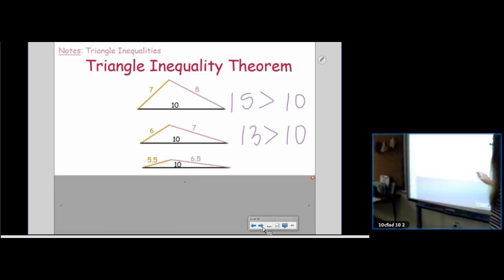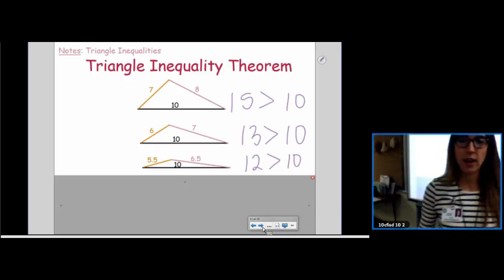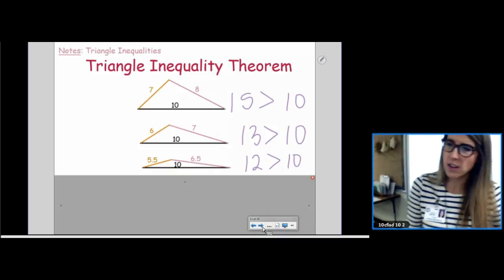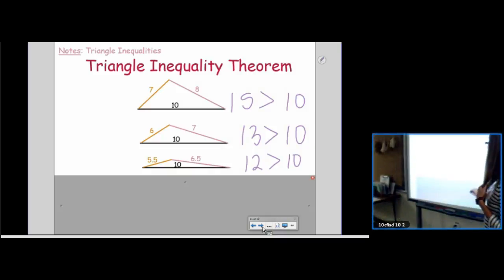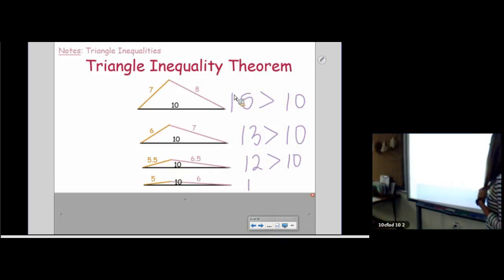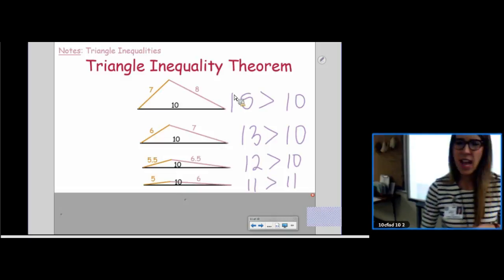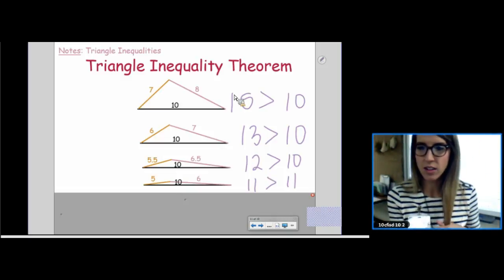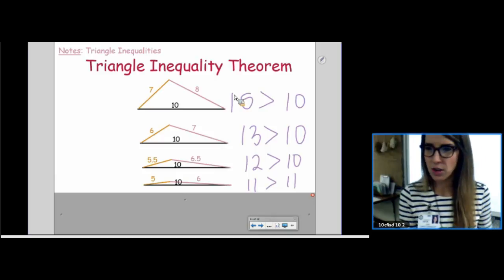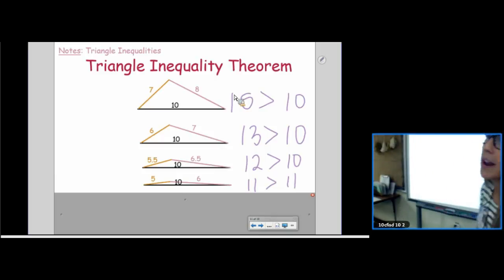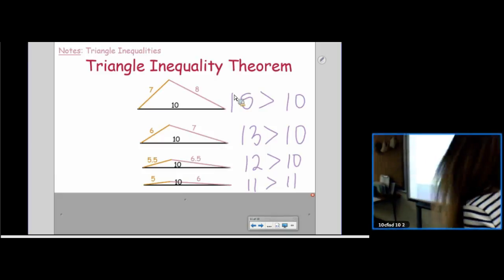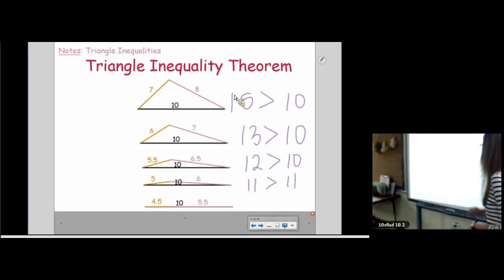5.5 plus 6.5. Still greater than 10. Getting shorter, still a triangle, but a squatty little triangle. 11. Still greater than 10. Still a triangle, although one of the most obtuse triangles we could ever create. So what happens when I go down one more? Oh my goodness.